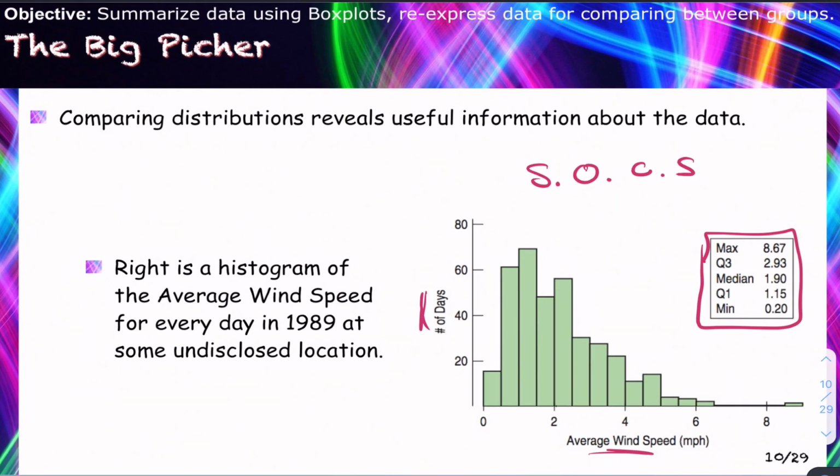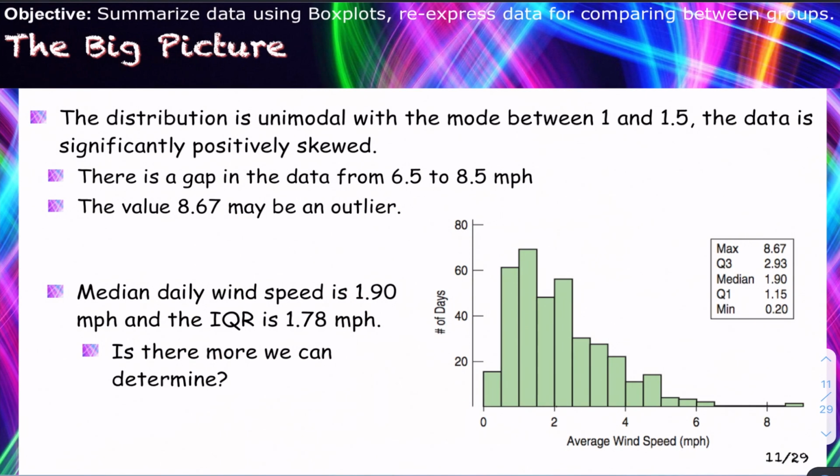Shape is humps. If we have any outliers, which looks like, is this an outlier past 8? Our center, we would use the median measure, and for our spread, we would report IQR and potentially along with range. So let's say it. The distribution is unimodal with the mode between 1 and 1.5. The data is significantly positively skewed, or we would say right skewed.